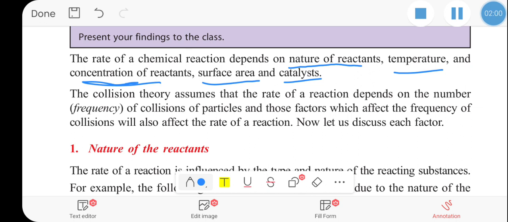The collision theory assumes that the rate of the reaction depends on the number or frequency of collisions of particles, and those factors which affect the frequency of the collision will also affect the rate of the reaction. Now let us discuss the five factors that affect the rate of chemical reaction.